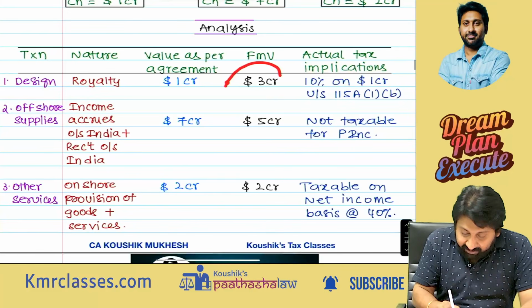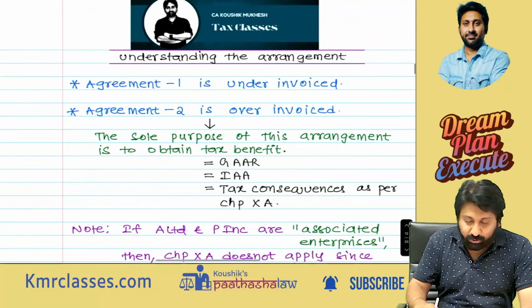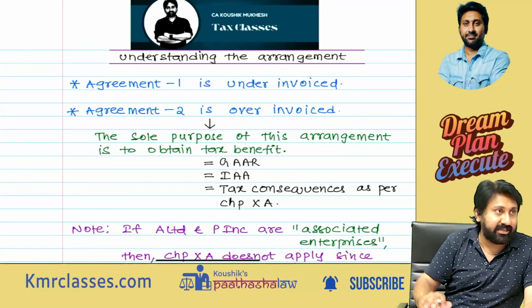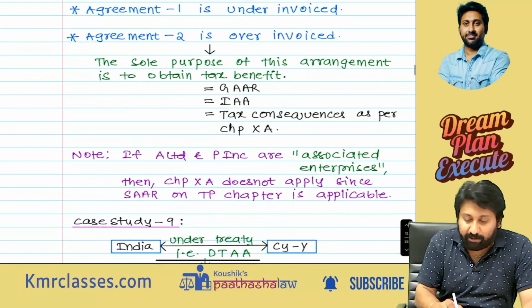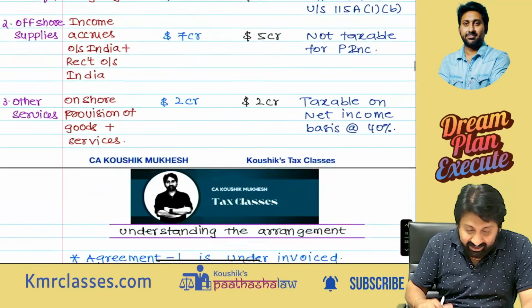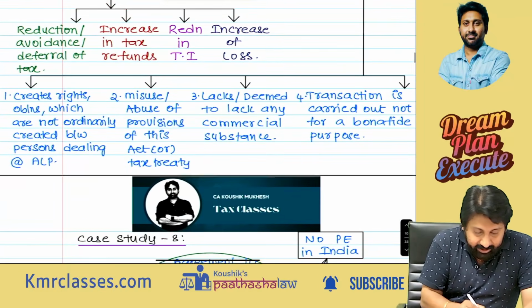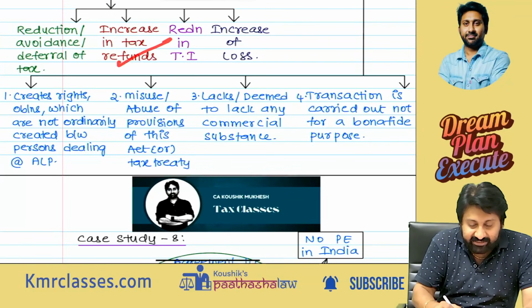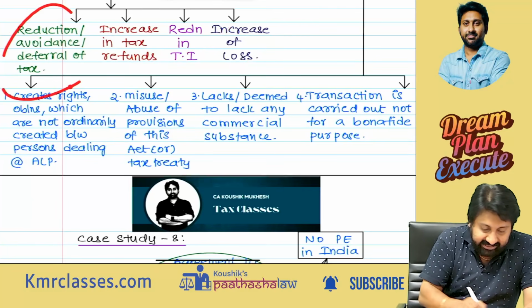Now, FMVs have to be considered, not these values. Agreement 1 is under-invoiced. Agreement 2 is over-invoiced. The sole purpose is to obtain tax benefit. That's why we said this. There is a reduction in tax, or an increase in tax refund, a reduction in total income, or an increase in loss. In this category, this occurs.